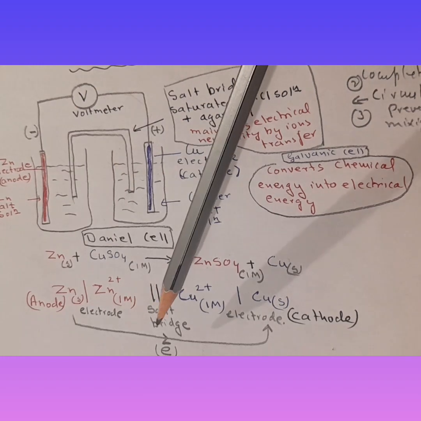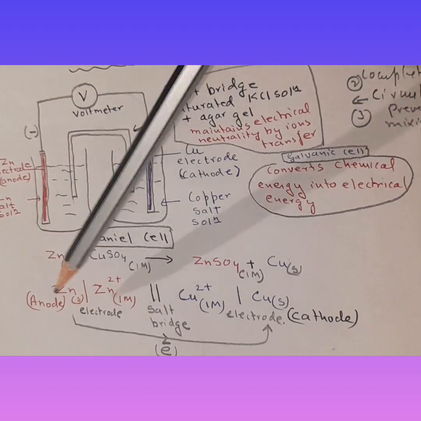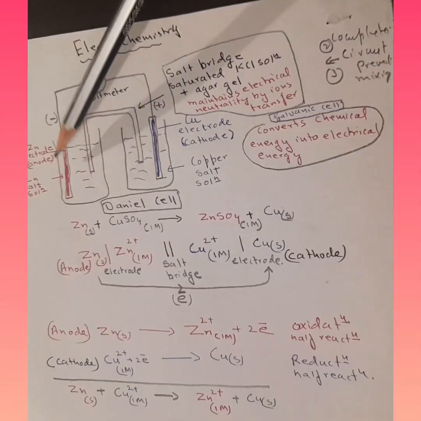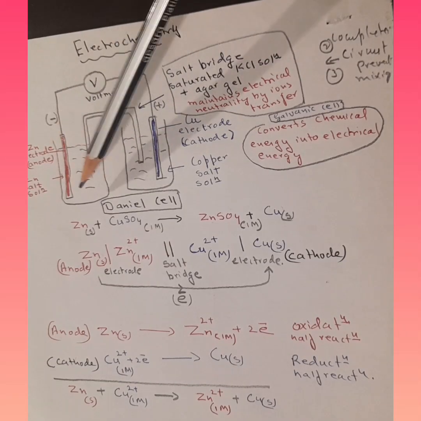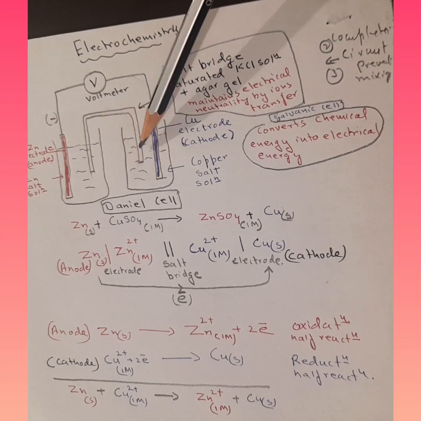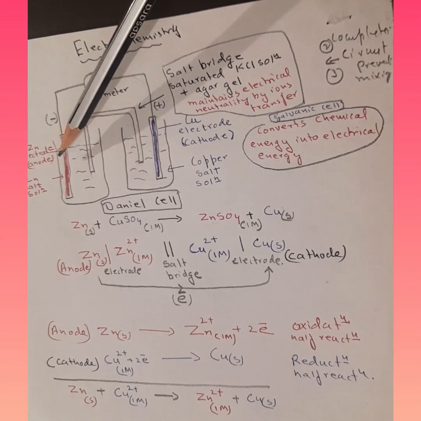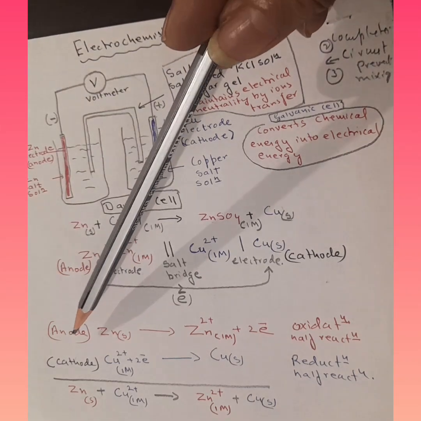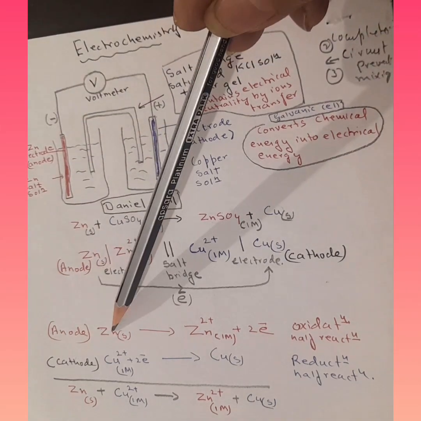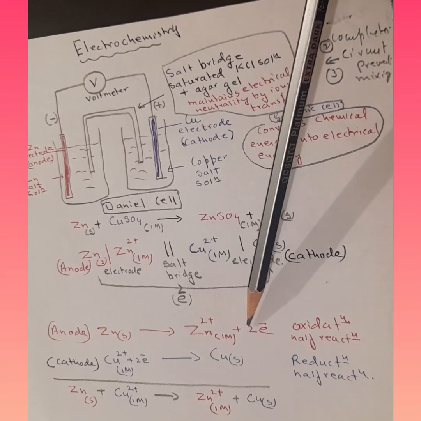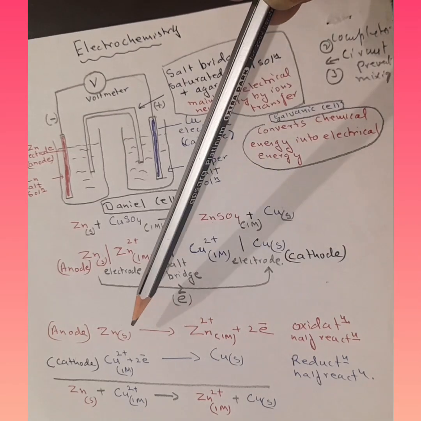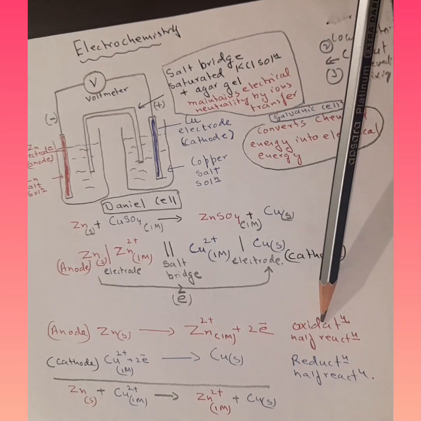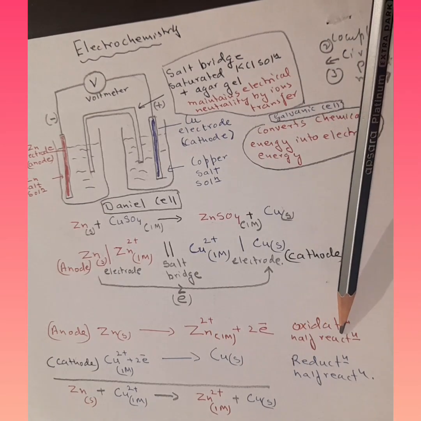All right, so now let us get into individual half cell reactions, right? Half reaction for oxidation, half reaction for reduction. Now obviously zinc to zinc ion is oxidation because of stripping of electrons, so that's what happens at the anode. Zinc solid, two electrons are being stripped to convert it into Zn2+ ion. So that is the oxidation half cell reaction.